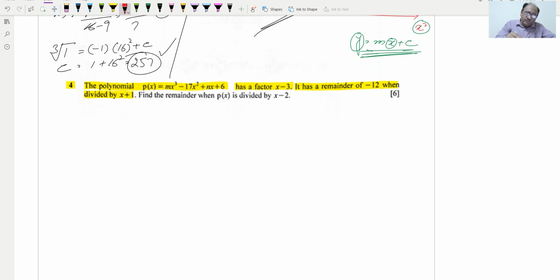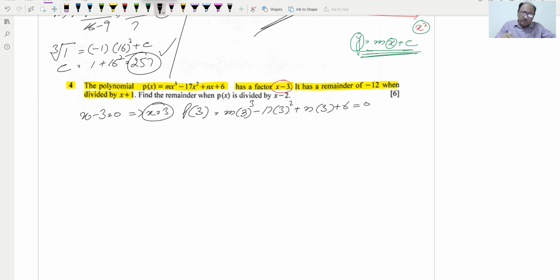So the first one is factor, x minus 3 is a factor, so we can use the remainder theorem and factor theorem basically, and it will be x minus 3 is equal to 0. This implies x is equal to 3. So we will be finding p of 3. We can write p of 3 will be equal to m into 3 cube minus 17 into 3 square plus n into 3 plus 6, and we can set it equal to 0.